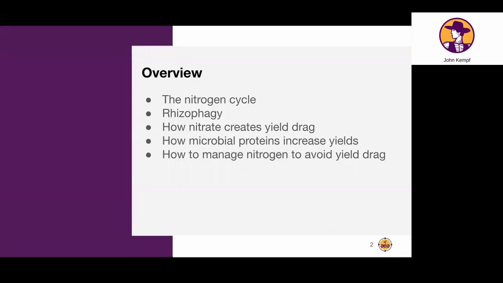Then I'll want to describe just quickly how microbial proteins increase yields and do not have a yield drag effect. And then how, as you're managing the transition, whatever your current nitrogen management protocol may be, how do you get to a place where nitrogen doesn't cause a yield drag, but does in fact give you the yield increase that you're looking for and that you're expecting.